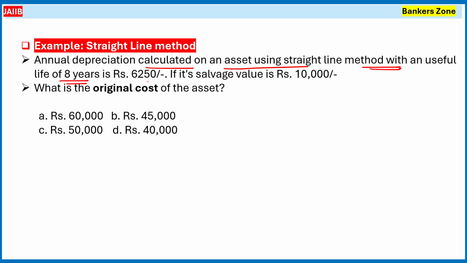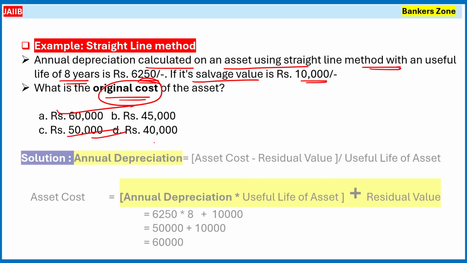Now, next example, see: annual depreciation calculated on an asset using the straight line method with useful life of 8 years is 6250. If its salvage value is 10,000, what is the original cost? So, same problem is there. Here, they have given the annual depreciation, right? But they are asking original cost. So, very easy, right? This is the option they have given. Now, see how to solve this.